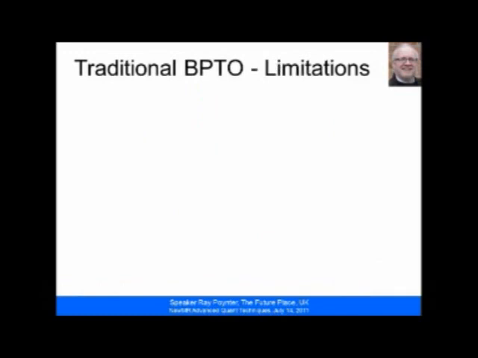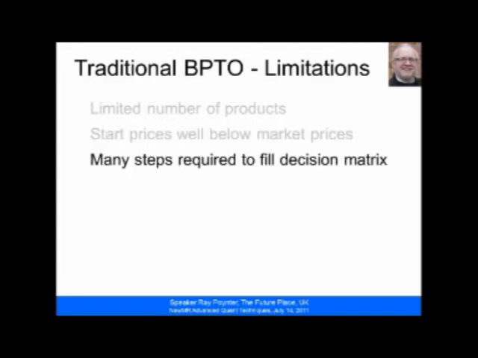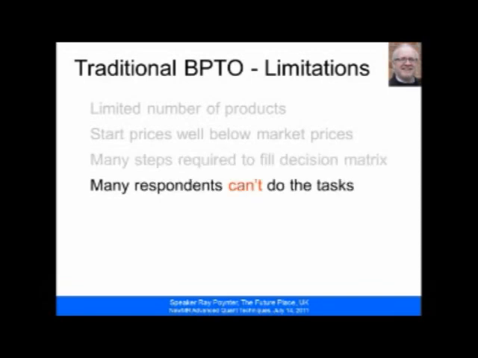So what were the limitations of that traditional brand price trade-off? You can only have a limited number of concepts. There's only so many can fit on the screen. They start the prices well below the market prices, and that sort of destroys the frame of reference. Lots and lots of steps. In order to get that simple matrix I showed you a moment ago all the way to the top, every one of the products has to go from the bottom along the way up its set of prices. Many respondents simply can't do this task. Get some really weird numbers back.